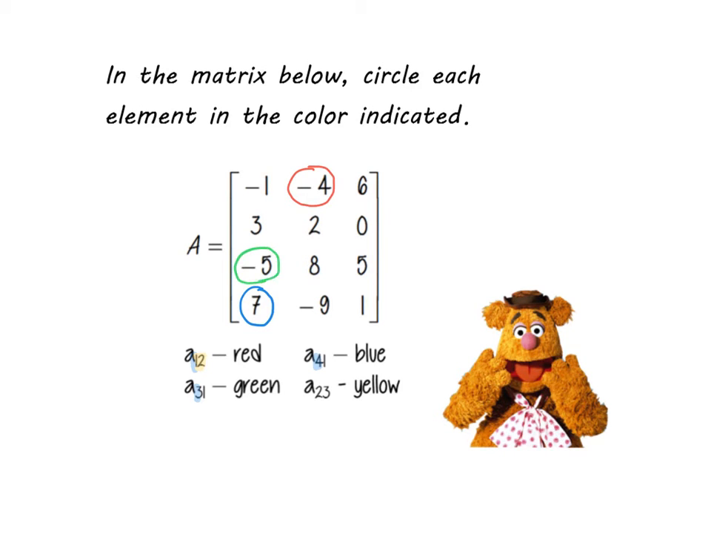So take a couple seconds and try this last one on your own, and circle this one in yellow. So for this last one, we have row 2, column 3. The overlap is at 0, you can see. And I want to circle that in yellow. And so that is how you figure out different elements.